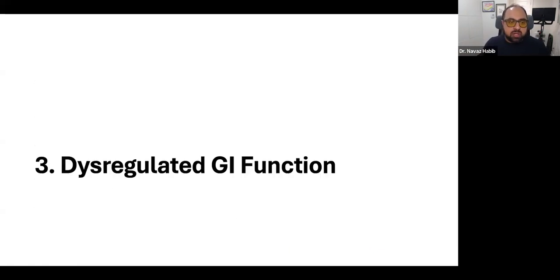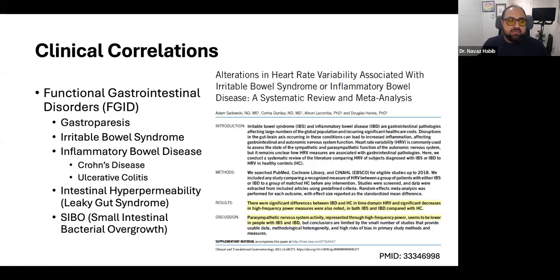Now, the last area that I want to look at is dysregulated GI function. We know that there are many functional gastrointestinal disorders that are linked to vagus nerve dysfunction. Anything from gastroparesis to IBS, IBD, leaky gut syndrome, SIBO, all are linked pretty heavily. Significant differences between IBD and healthy controls in time domain HRV, and significant decreases in high power measures were also noted in both IBS and IBD compared with healthy controls. So we know that there's a vagal component or an autonomic component to this.